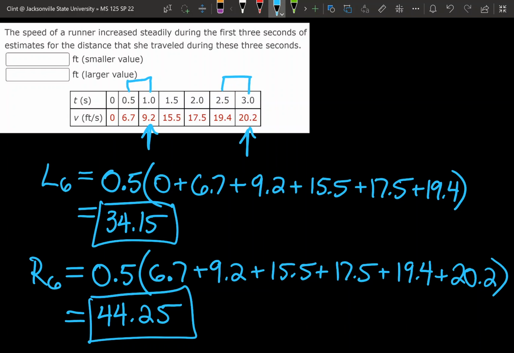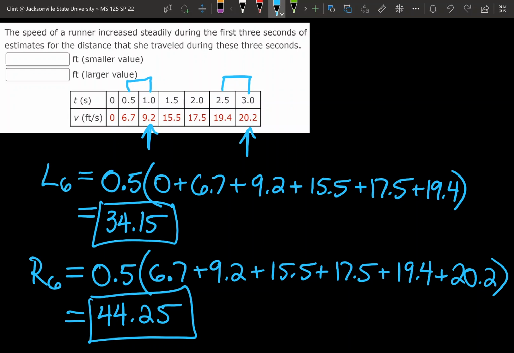And we could use more time intervals. We would get a better estimate, and if we take the limit as the number of time intervals approaches infinity, we would get the actual distance traveled. That's what we're really after when we get to it: being able to take that limit and get the actual exact value.